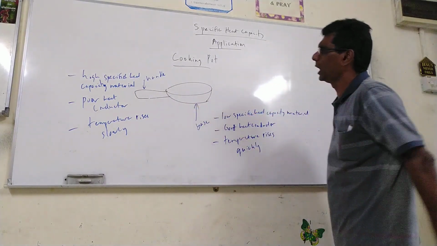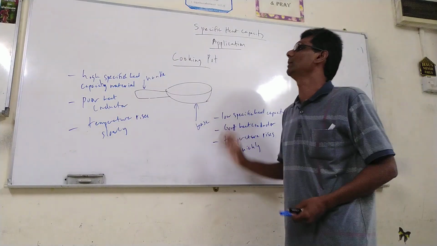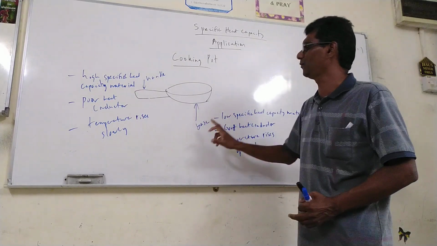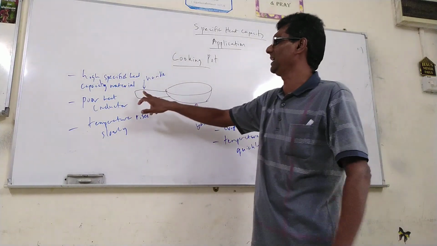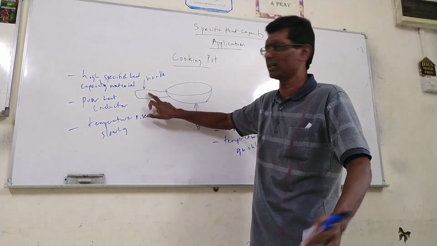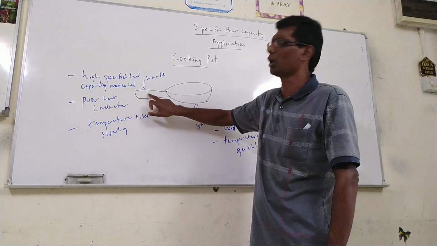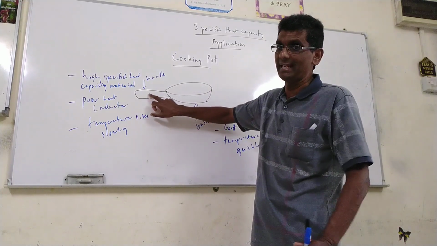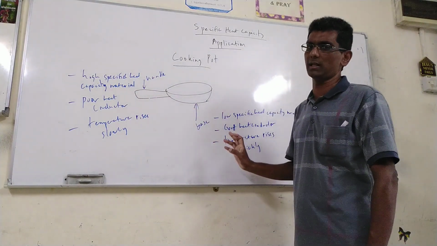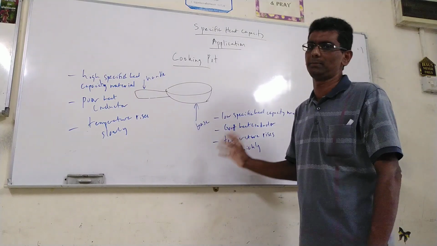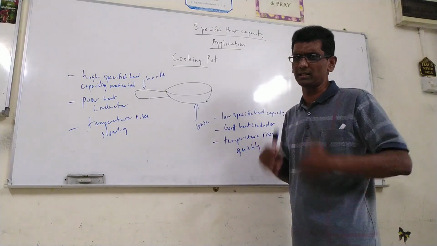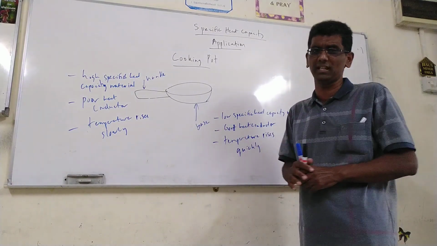So these are the two important aspects of the cooking pot. High specific heat capacity material for the handle, low specific heat capacity material for the base. Generally the handle is made of something like mica, a non-metal. The base is usually made of metal, aluminium or stainless steel, because metal can have its temperature rise quickly, having low specific heat capacity.